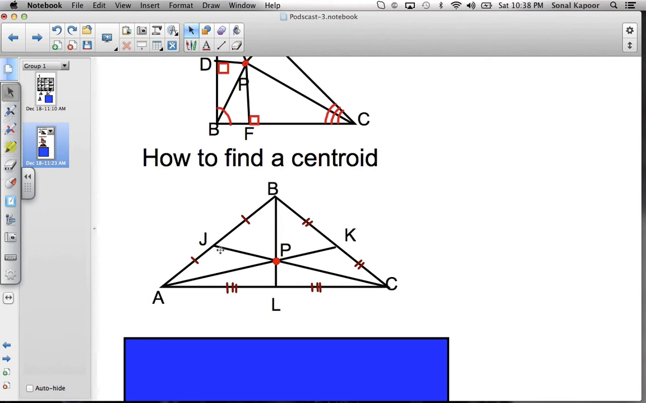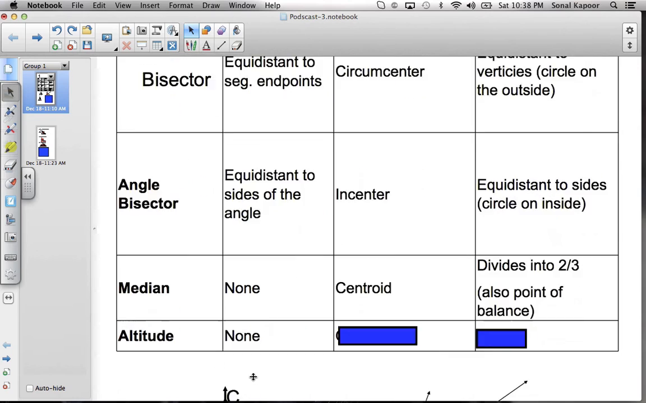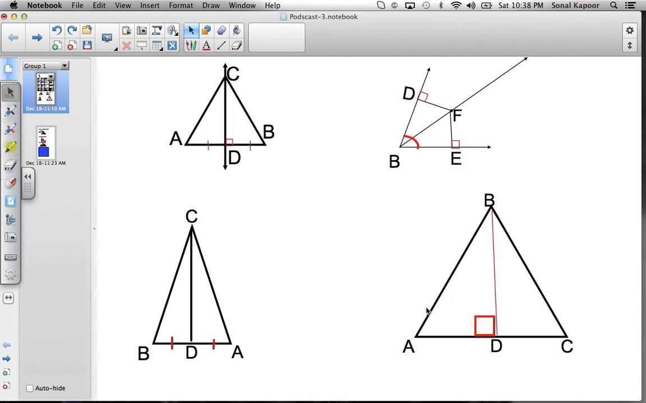Our last special segment is an altitude. Just like a median, an altitude does not have a segment property. But let's look at an example. So BD is the altitude of triangle ABC, and an altitude of a triangle is a segment from a vertex to the line containing the opposite side and perpendicular to the line containing that side.